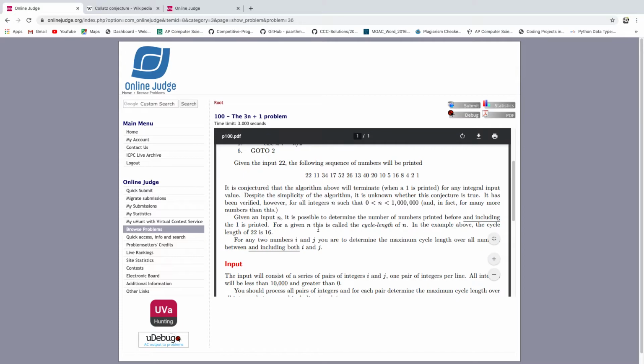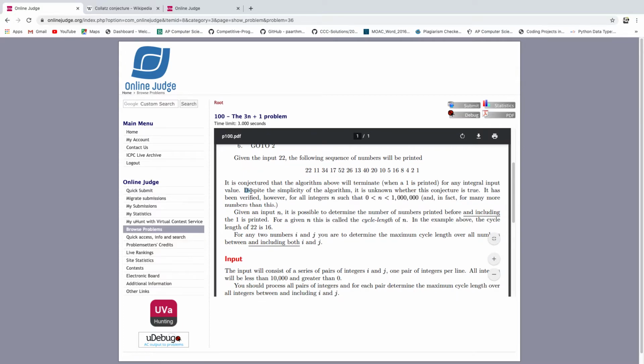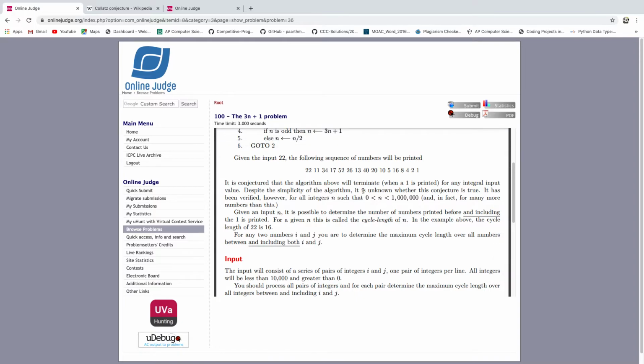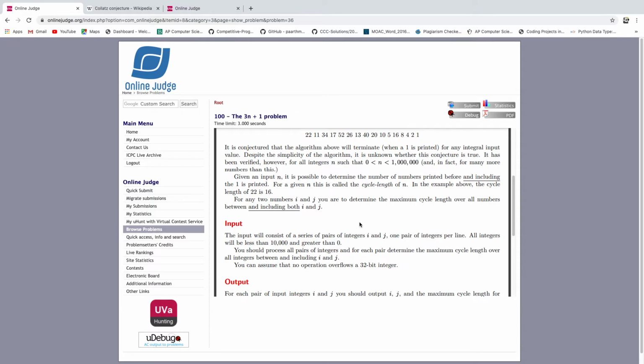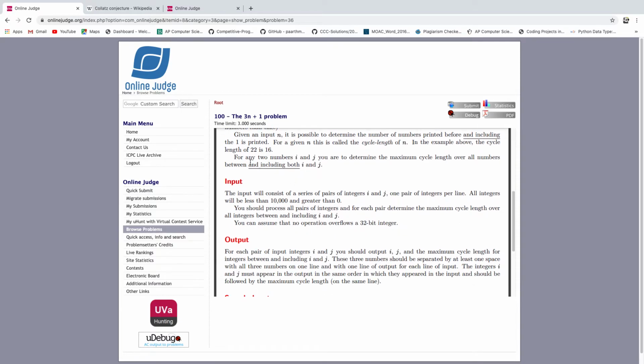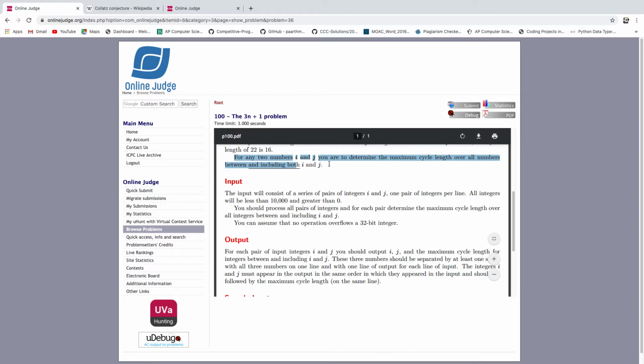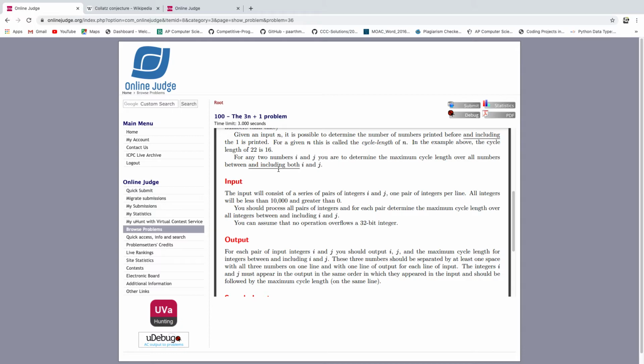Okay, so the problem goes further to say, despite the simplicity of this algorithm, it is unknown whether this conjecture is true. It has been verified, however, for all integers n such that n is between 0 and a million, and in fact for many more numbers than this. So there is a cycle length for each of these numbers. And the problem asks us, for any two numbers i and j, to determine the maximum cycle length for all numbers between and including both i and j.